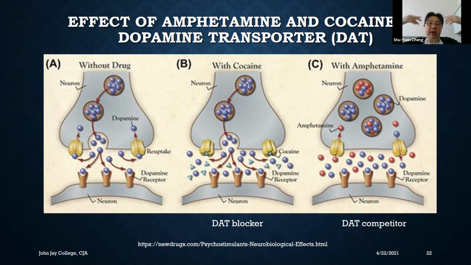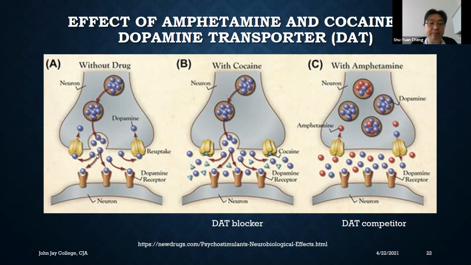They need to go back to the presynaptic neuron. How do they go back? They cannot just swim back. No, there is a way to go back. It's this yellow molecule, the dopamine transporter. The dopamine transporter can reuptake those blue dots, the dopamine, back into the presynaptic neuron. This way, your dopamine won't stay in the synapse for too long, because if it stays long in the synapse, it has a higher chance to bind to the receptor again, keep firing, keep feeling good. Okay, so that is not good for our body.